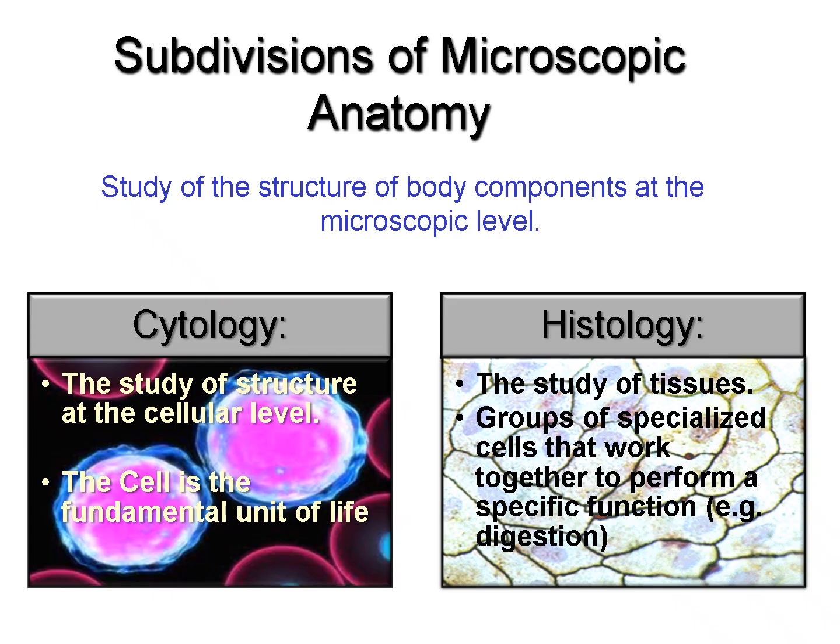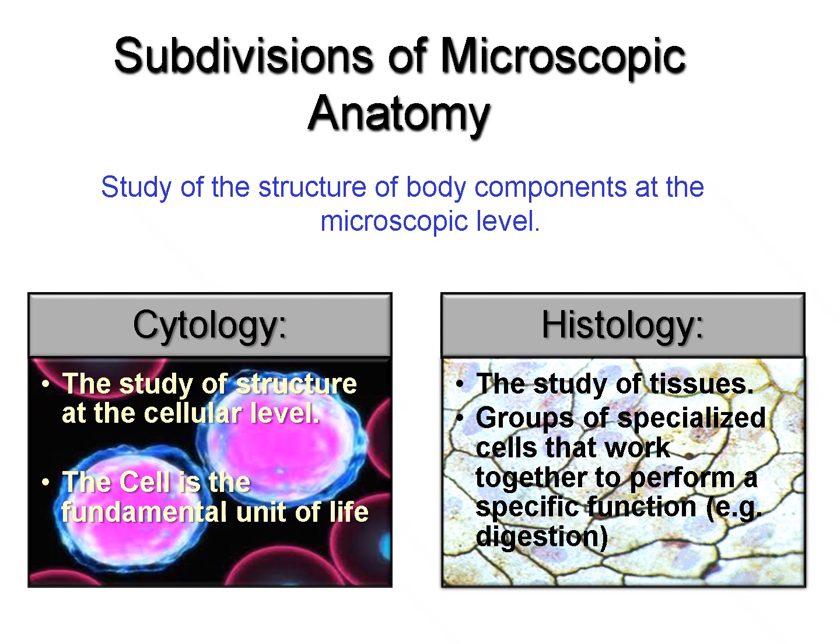The second major subdivision of anatomical studies is microscopic anatomy. This is the study of the structure of the body's organs at the microscopic level. In other words, structures too small to be seen with the unaided eye.